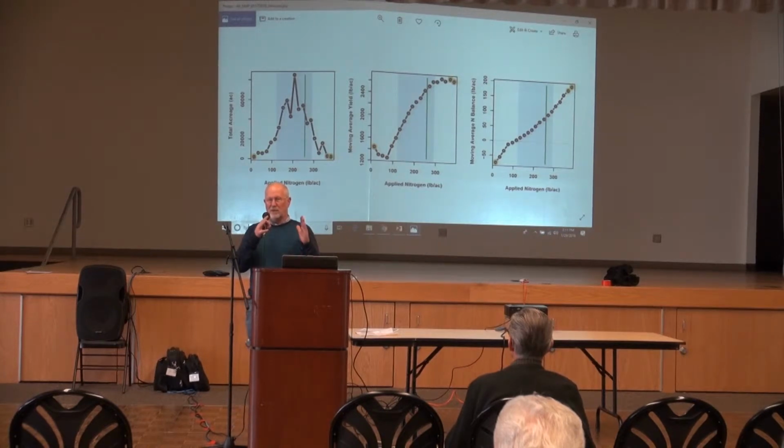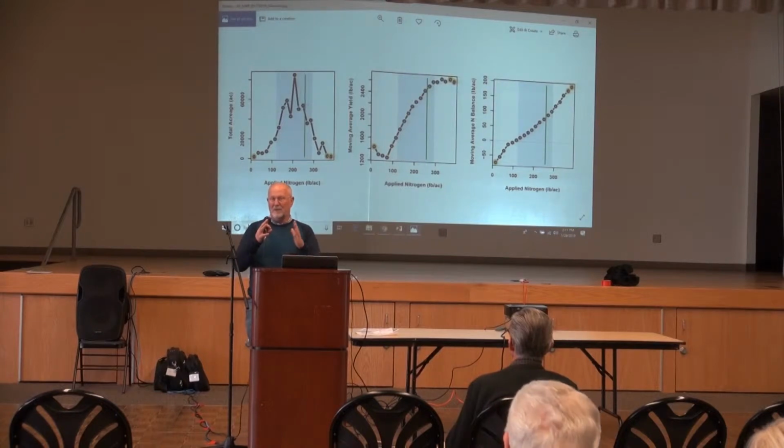It's called the nitrogen balance, and if you have a big nitrogen balance, say 100 pounds, that's what you put on but isn't removed in your crop. That's subject to leaching.